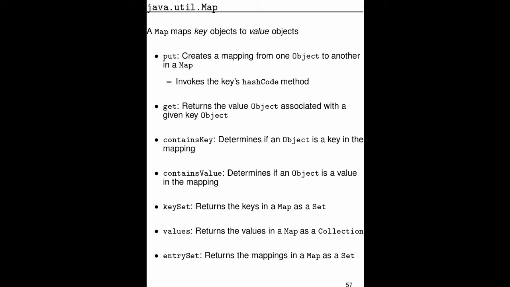And when you want to iterate over the contents of a map, you've got a couple of options. So there is the keySet method, which returns the keys in a map as a set.